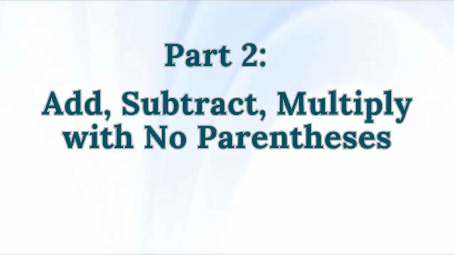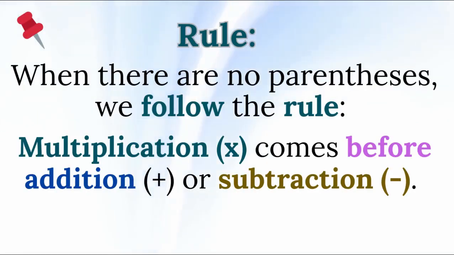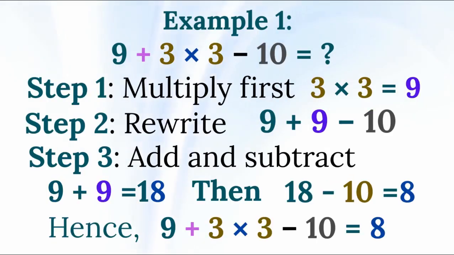Part 2. Add, subtract, multiply with no parentheses. When there are no parentheses, we follow the rule. Multiplication comes before addition or subtraction. Example 1. 9 plus 3 times 3 minus 10 equals what?